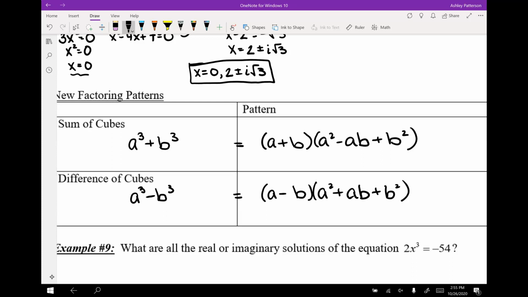There are things to notice about the pattern. First off, a, b, a squared, the product of ab, b squared. The pattern in which the letters are written, and the way they are multiplied and squared, is the same regardless of whether it's the sum or difference of cubes: a, b, a squared, ab, b squared. If you can remember that, you're halfway there.